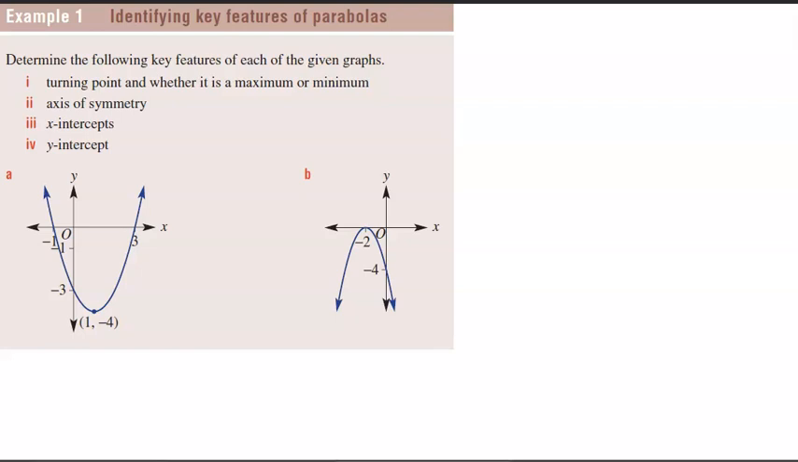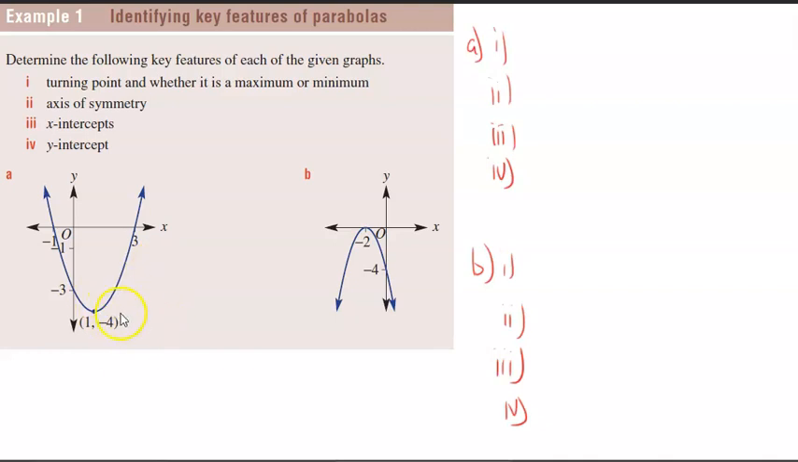Example one is we're going to identify key features of the parabolas. We're going to determine the following key features of these two parabolas here from the graphs. We're going to find the turning point, whether it's a maximum or minimum, the axis of symmetry, and both the x and y intercepts. So let's look at A.